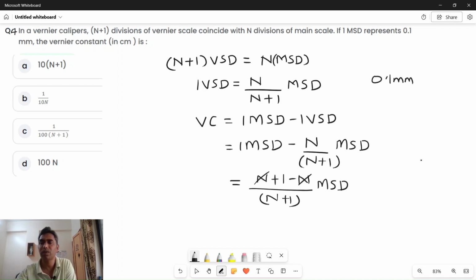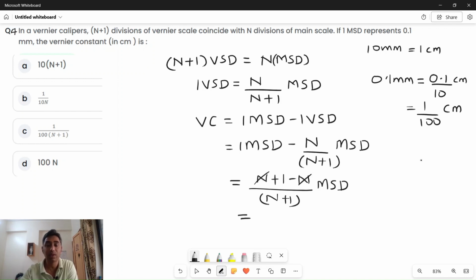0.1 mm, which is equal to, 10 mm is 1 centimeter, right? So 0.1 mm means 0.1 divided by 10 centimeter, which is equal to 1 upon 100 centimeter. So here what we have to do is, if you want this in centimeter, we should just divide this by 100. So 1 upon 100 into n plus 1 centimeter will be the answer. Okay, if you just look at the options, maybe, okay, C option correct ಆಗುತ್ತೆ.